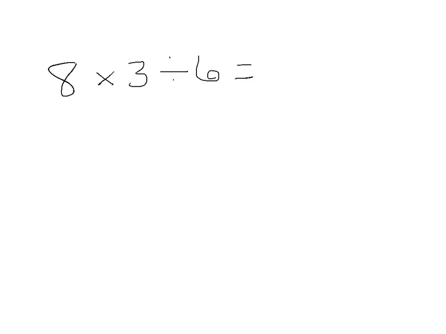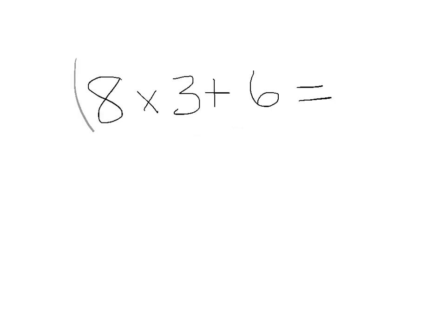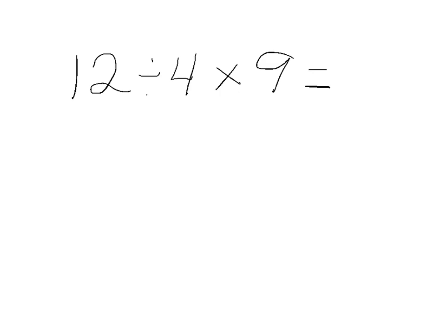I'm just going to help you out here. You're going to do 8 times 3, get that answer, divided by 6. I'm going to put parentheses around it. Do the problems in the parentheses first. So 8 times 3 is 24. Now you have 24 divided by 6, and that's going to be your answer. Same thing: you have 8 times 3 is 24, plus 6 equals, and that's going to be that answer. Same here, this is your next one. Do the ones in the parentheses first, then multiply.